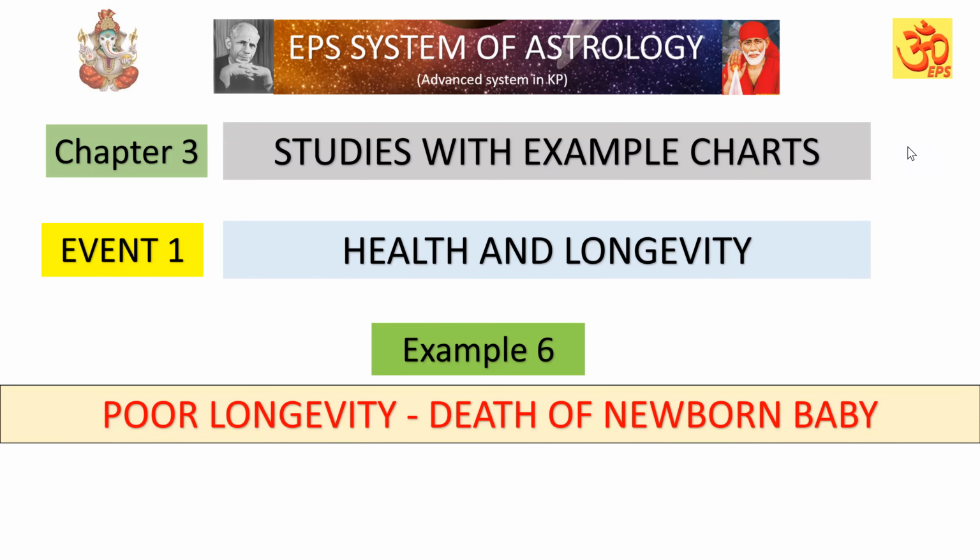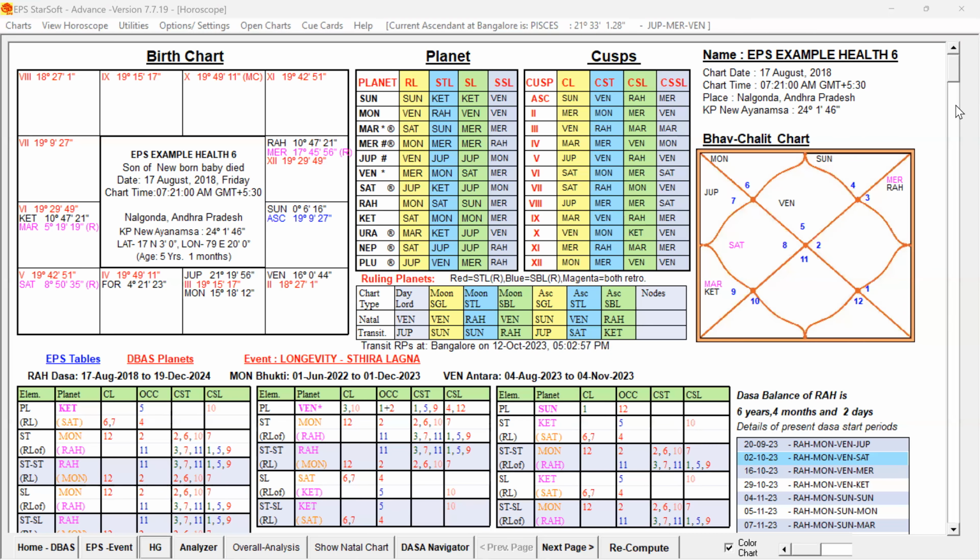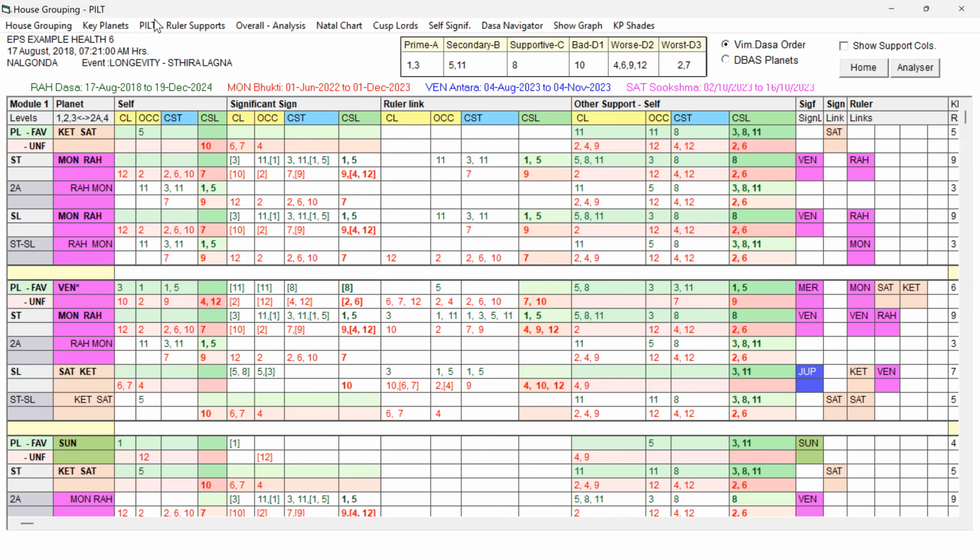Example number 6, poor longevity, death of a newborn baby. This example we are going to study with the PILT table. Now let us examine the PILT table of the chart. This is the birth chart of the newborn baby. Now let us examine the key planets' role in the PILT table. Now I'm going to the PILT page.